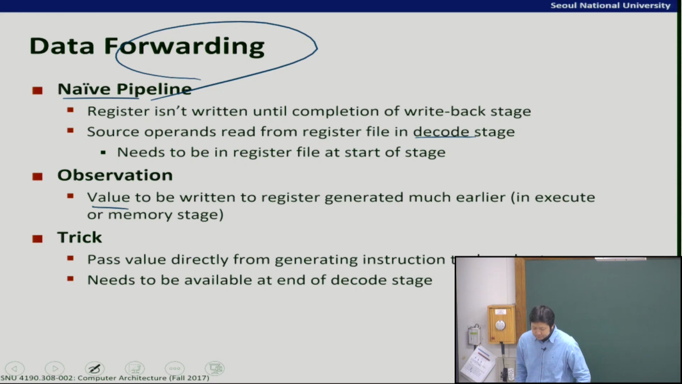That's the idea. So the value to be written to the register file is generated much earlier, in execute or memory stage. So the trick is, pass the value directly from the generating instruction to the decode stage, and make the value available by the end of decode stage. That's the idea. So we can forward the value from execute stage to decode stage, or mem stage to decode stage, and so on. That's what we are doing here.